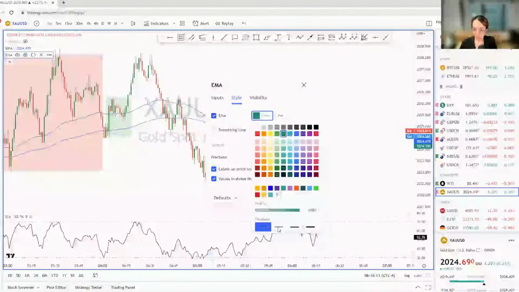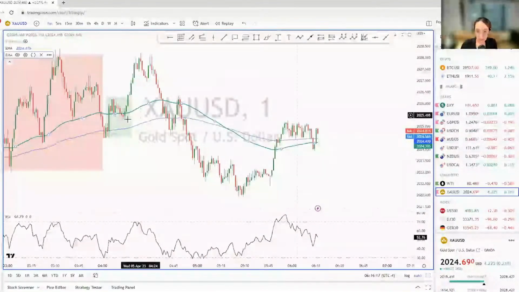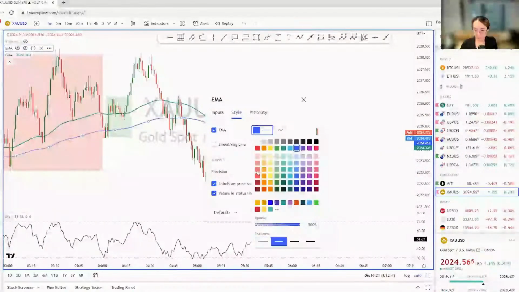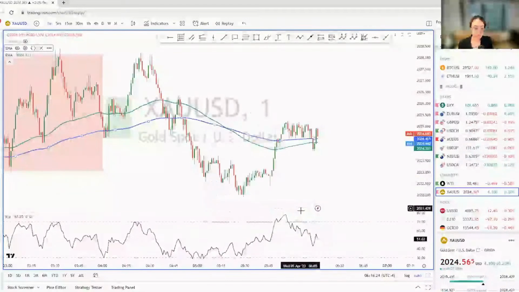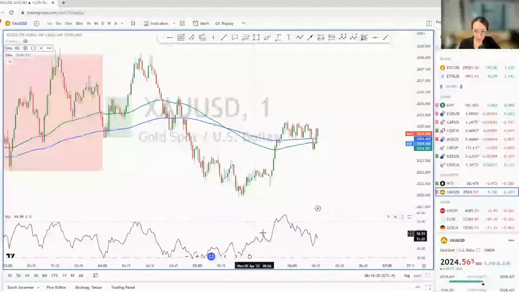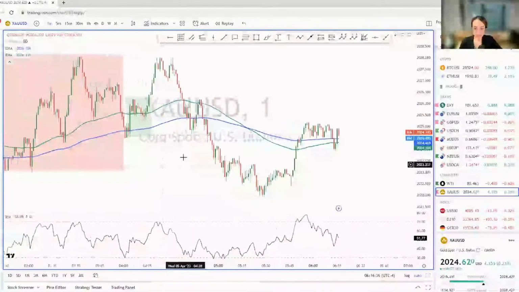You can make the thickness slightly bigger. Usually I only use these two EMAs. And for my RSI, I only use it when I want to see divergence, bearish divergence or bullish divergence only.